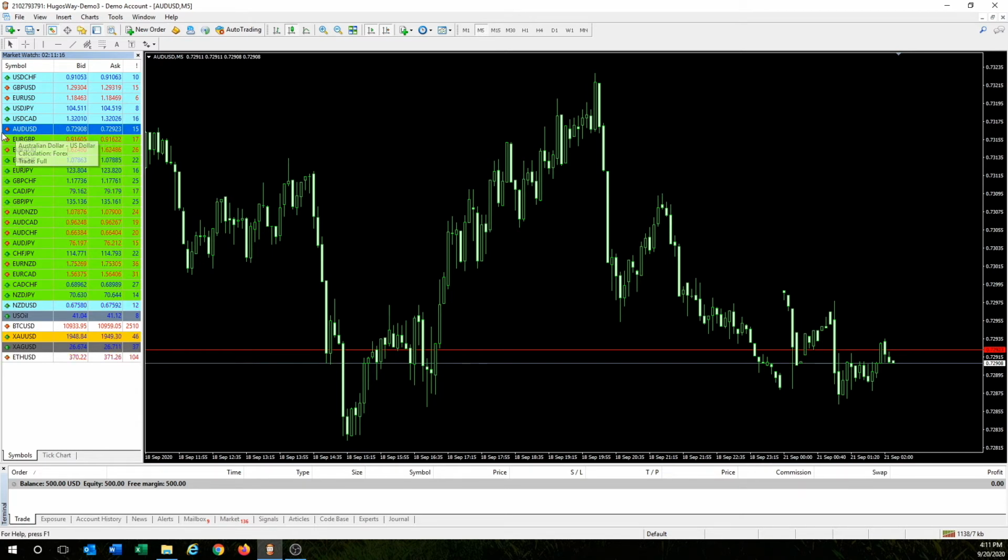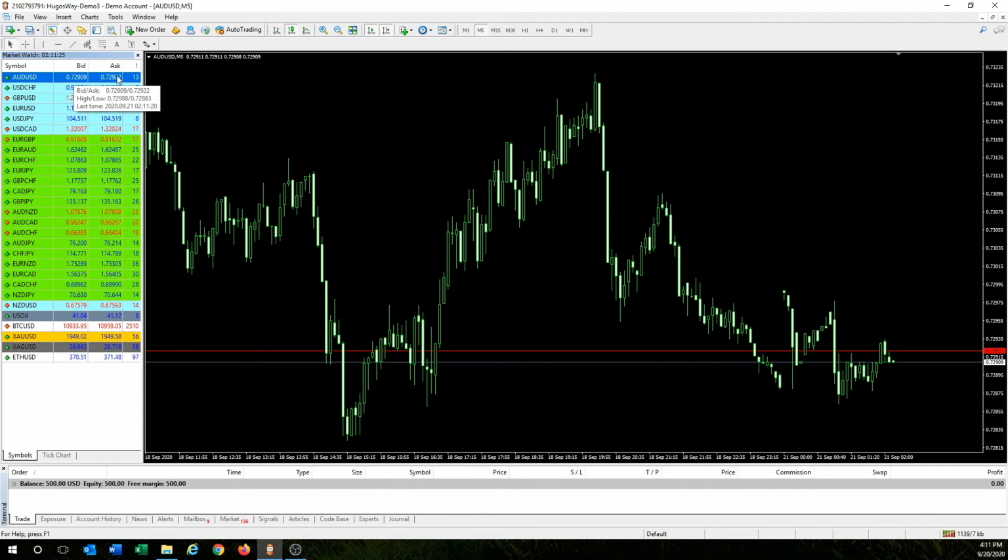So maybe your AUD USD is down here. I want you to left click with your mouse and hold, then drag your mouse and let go right there. It puts it to the top. So look right here, it's showing you 14, right? This is actually showing you spread. So spread is how the broker makes money.